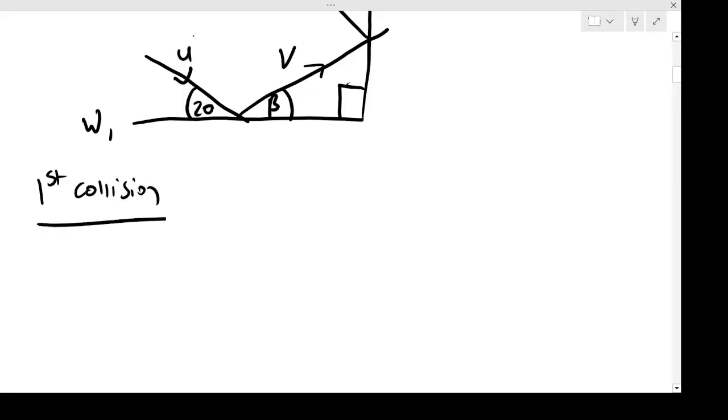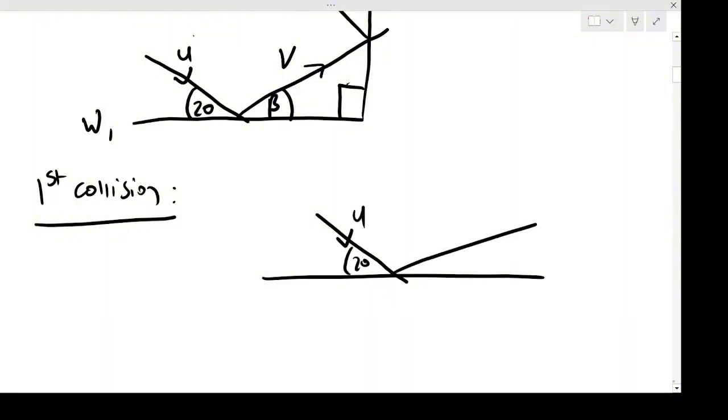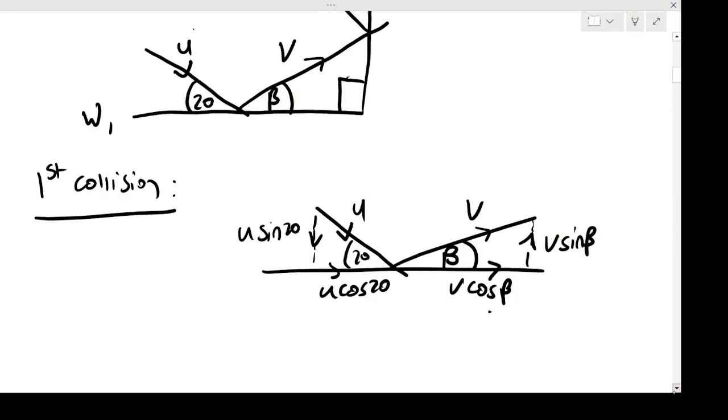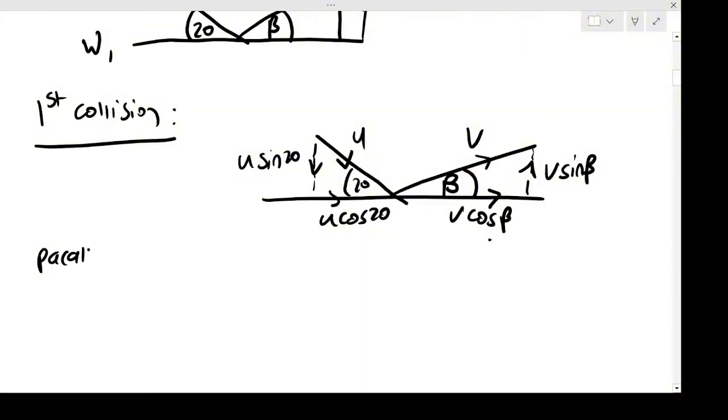And if you want, you can draw a separate diagram that just focuses on the first impact. So we just got the first wall here. Then obviously we've got u, and then 20 degrees here, and then v and beta here. Okay. And there we are. Then if I do my components, so here, and then across here, then back up here. So that's going to be u sine 20 and u cos 20, then v cos beta and v sine beta here. Okay, so now obviously the parallel parts are equal to the perpendicular parts.